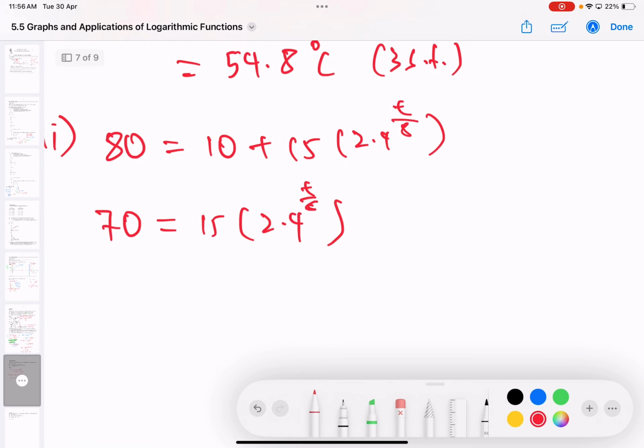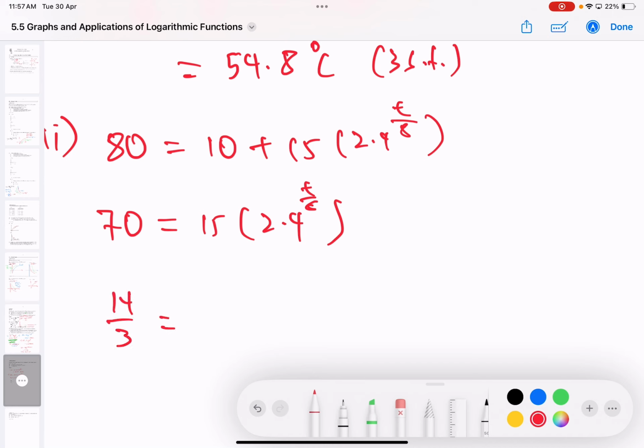I divide both sides by 15. So 70 divided by 15 is going to give me, let me write it as improper, 14 over 3 is 2.4 to the power of T over 8. Now, what do we do here? How can we do this question?